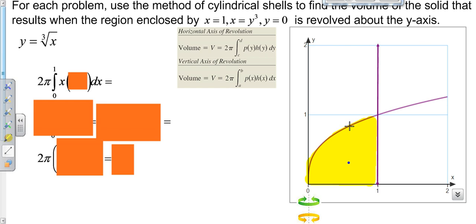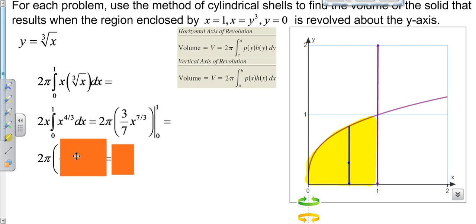We got to take what's on top minus what's on the bottom. So we got to go what's on top, which is our function, minus what's on the bottom, which is 0. So we got to go our cube root of x on top minus our 0 on the bottom, or just the cube root of x. Well, that's just an x to the 1/3 times our x in front is really just an x to the 4/3. Then we can go ahead and integrate that, and then we can plug in our 1 minus what you get when you plug in your 0. And we end up getting 6 pi over 7.